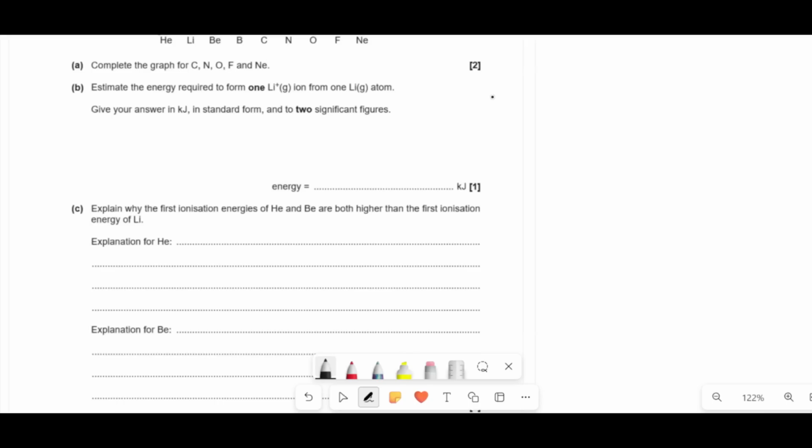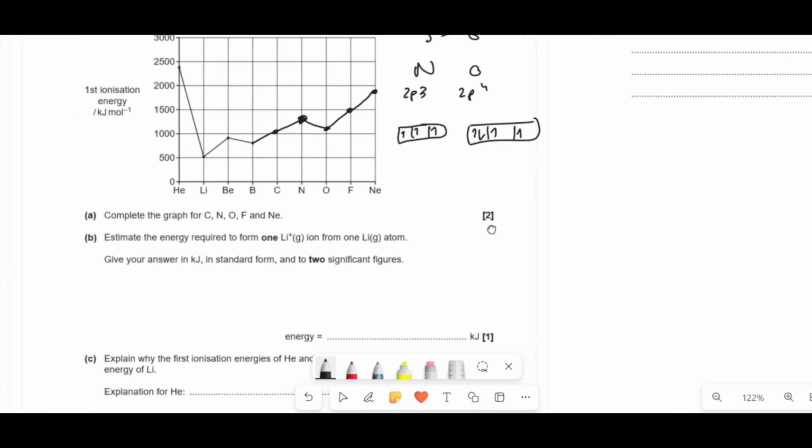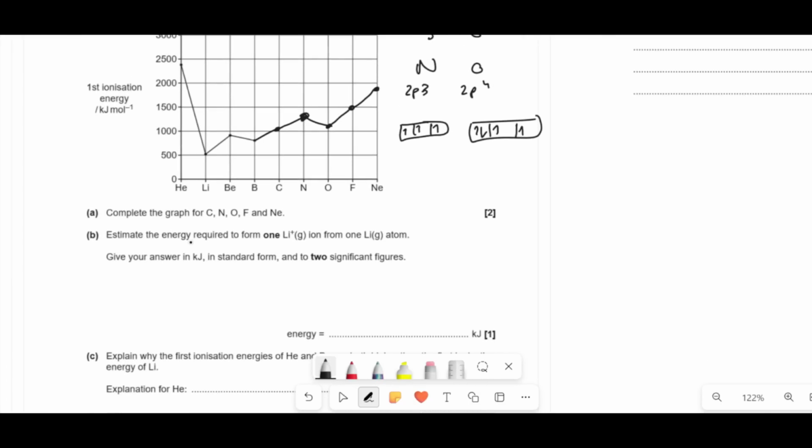So now it says, estimate the energy required to form one Li+ ion from one Li gas atom, and give your answer in kilojoules and standard form to one significant figure. So let's have a look at what's going on here. We are making one Li+(g) ion.